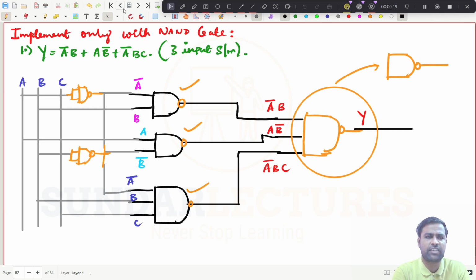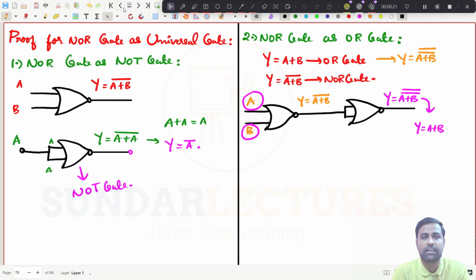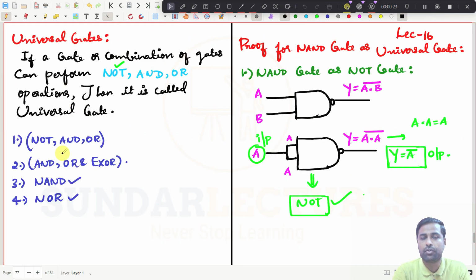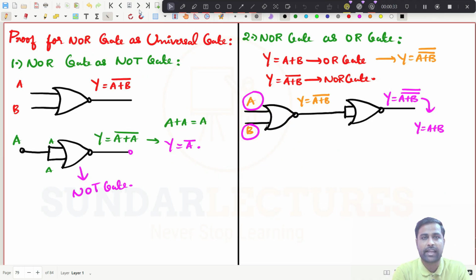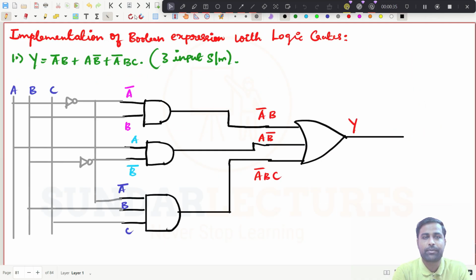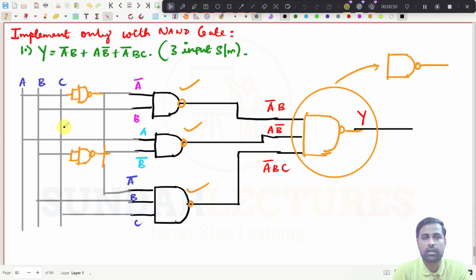What are the topics we have seen in the previous class? We have started with the universal gates, right? Which combinations of gates, or which particular gate, can be called a universal gate, and we have proved that NAND gate and NOR gate can be considered universal gates. Then we came to the implementation of Boolean expressions with logic gates. We implemented this SOP function with logic gates, and we also implemented the same expression with only NAND gates.